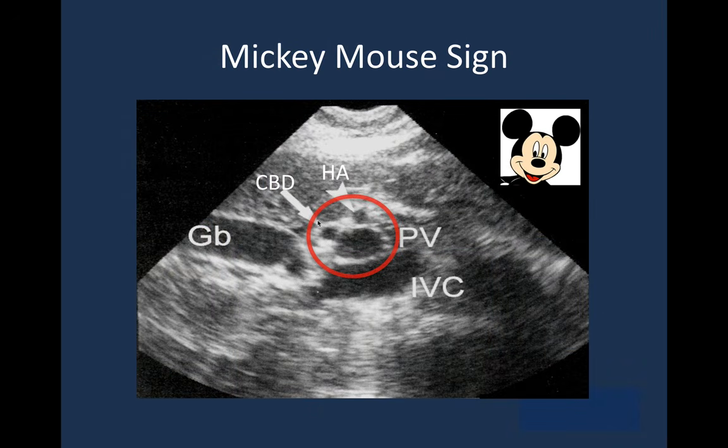So here we have the gallbladder, here we have the portal vein in short axis. This is the common bile duct in short axis and the hepatic artery in short axis. So basically your Mickey Mouse sign refers to the portal vein itself being Mickey's head, for example, the common bile duct and the hepatic artery representing each of his ears. And as you can see, they should be rather symmetric. So that's one way to assess the common bile duct. And you can see how it lies just adjacent to the portal vein.